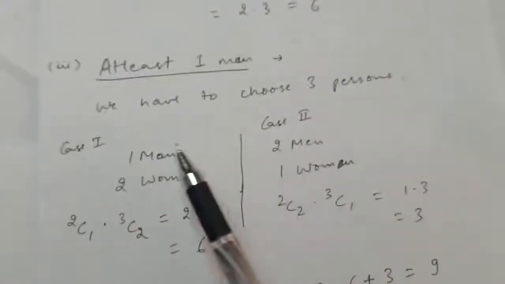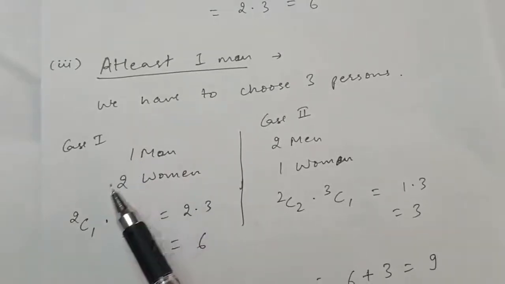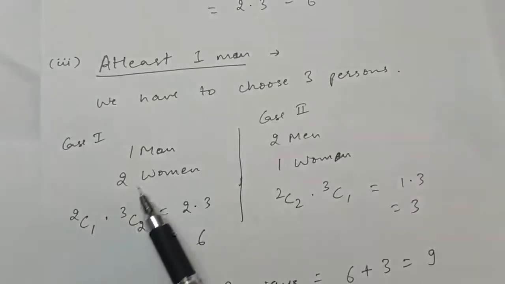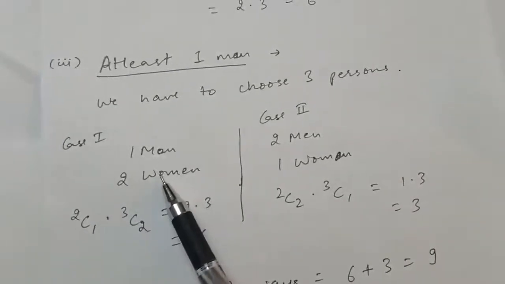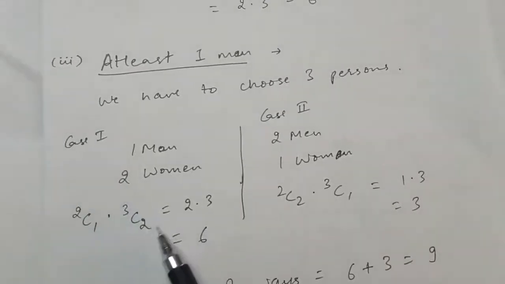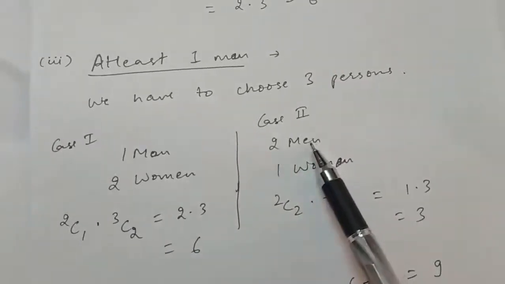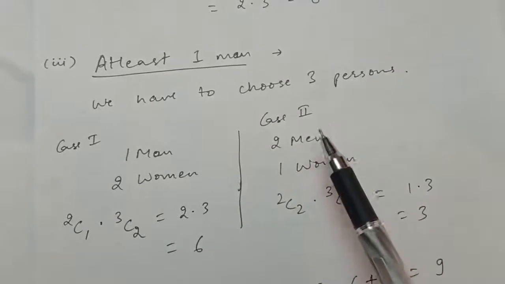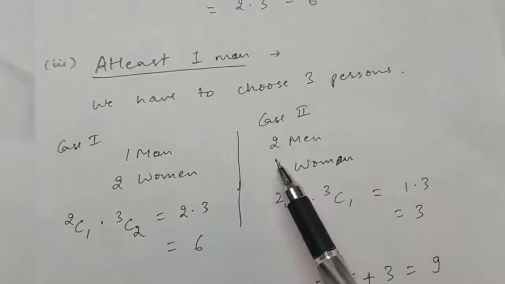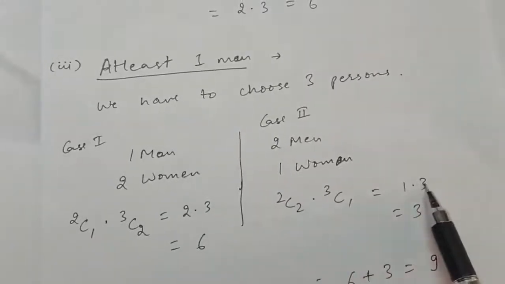Clear? So for this case, see, 1 man out of 2 can be chosen or selected in 2C1 ways, into 2 women can be selected in 3C2 ways, because we have to select 2 women out of 3. So it will be 2 into 3 equal to 6. Now 2 men selected from the given 2 men in the question. So it will be 2C2 into 1 woman out of 3 women can be selected in 3C1 way. So 2C2 is 1 and 3C1 is 3. So you will get 3.